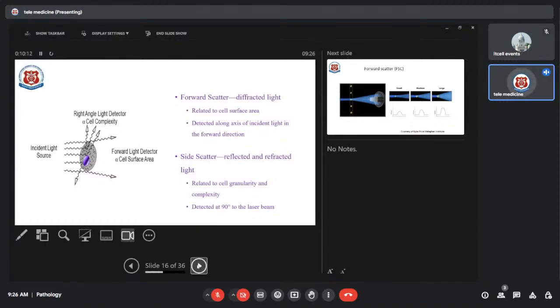And those light rays which are reflected at various angles will be caught by the detectors placed at various angles. So they will tell you about the internal structure, that is the granules of the cell and the lobulations of the nucleus. The more granular or more lobulated a cell is, the more will be the side scatter. And the larger the cell is, the further ahead it will come on the forward scatter. So forward scatter is the size of the cell, and side scatter is the complexity or granularity of the cell.